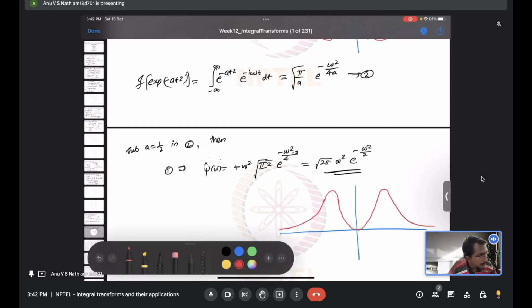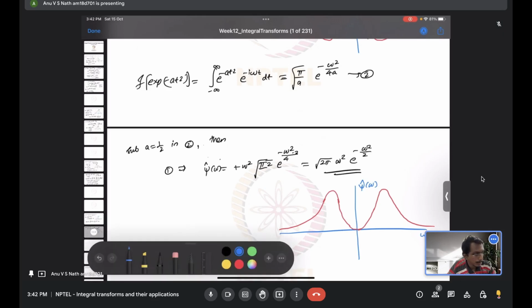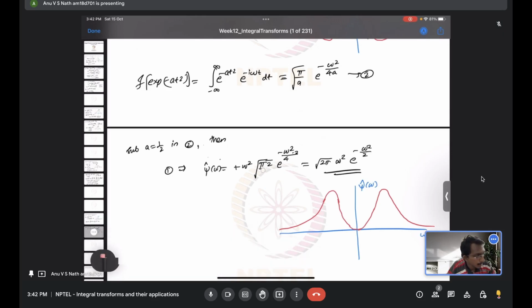So this is the Fourier transform of the Mexican hat function with omega plotted. So any question on this? Okay, if nothing, we will move to the next question.